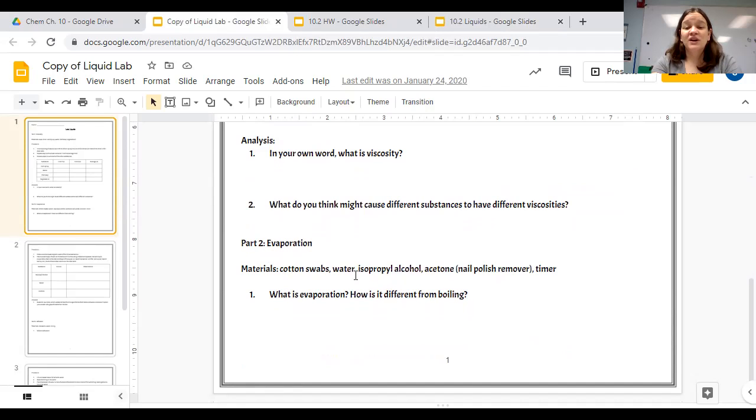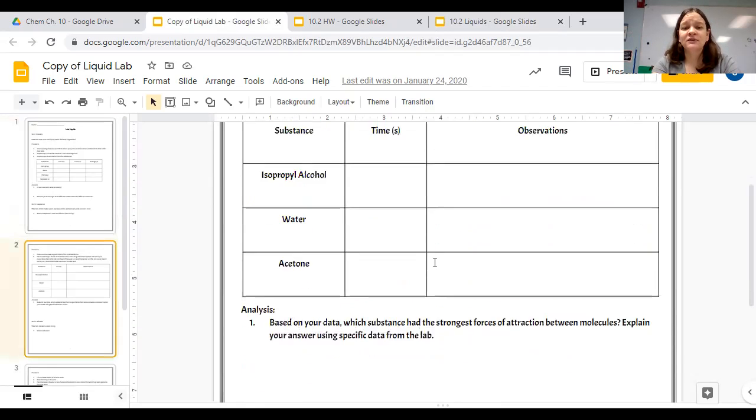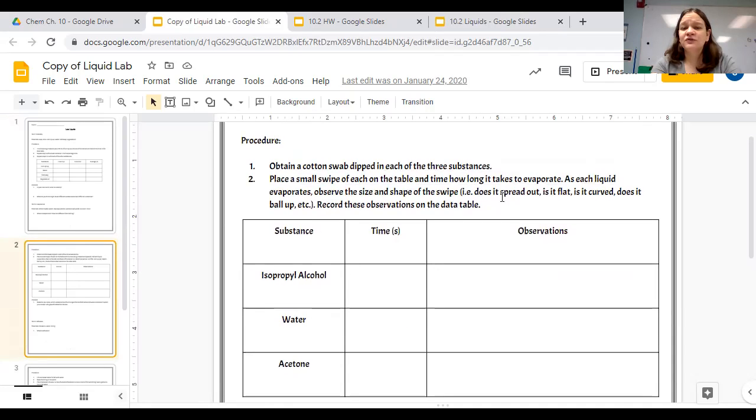So with part 2, you're going to have 3 substances: water, rubbing alcohol, and nail polish remover, and some cotton swabs. You're just going to swipe them on the desk or on the table, kind of observe what's happening as they evaporate. Okay. How long does it take for them to evaporate? And then just what happens. It gives you some things to look for in terms of what you should be observing. Do they spread out? Do they kind of curve or form little beads or what as they evaporate?